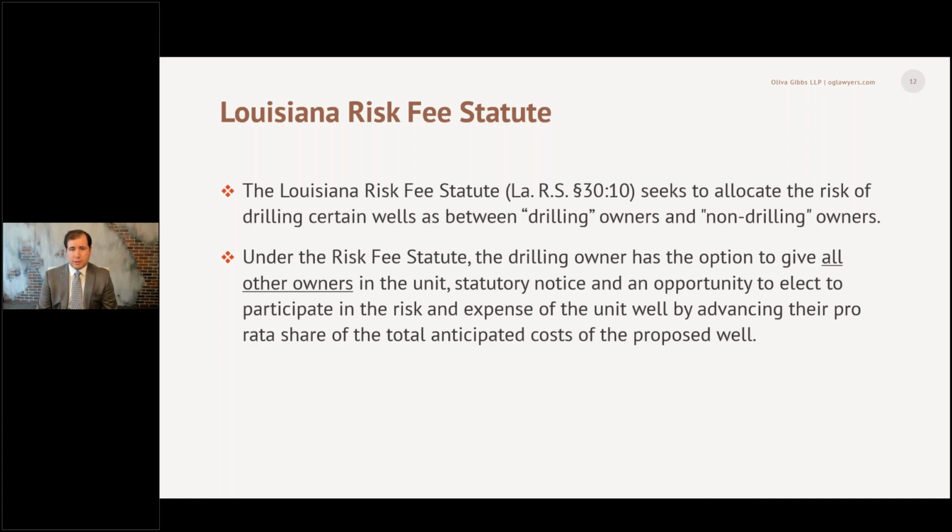So in this case, the drilling owner is going to be that operator that wants to drill the well. Non-drilling owners are going to be all of those parties who are either unleased or have signed a lease with a separate operator, and that separate operator is going to be a non-drilling owner. So under the risk fee statute, the drilling owner has the option, they don't have to, but they can give all other owners in the unit statutory notice and an opportunity to elect to participate in the risk and expense of drilling that unit well by the operator. Those parties who want to participate would need to advance their pro rata share of the total anticipated cost of the proposed well.